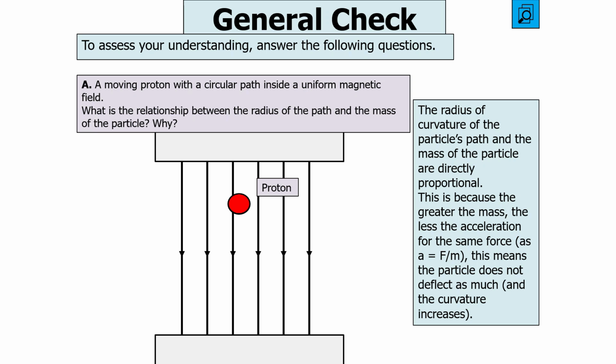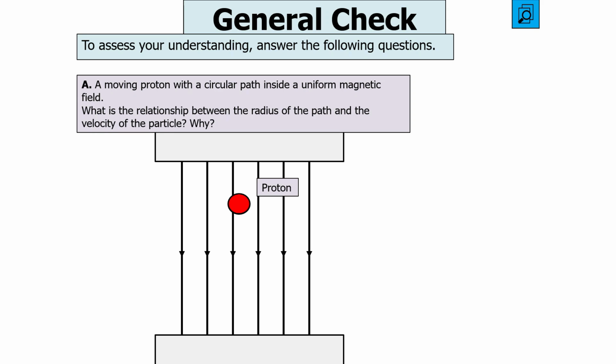Well, the radius of the curvature of the particle's path and the mass of the particle are directly proportional. This is because the greater the mass, the less the acceleration for the same force, as a equals F over m. This means that the particle does not deflect as much and the curvature increases.